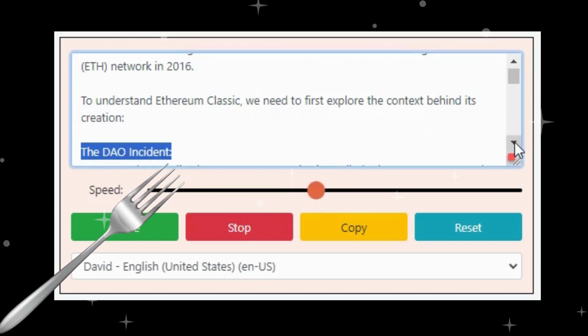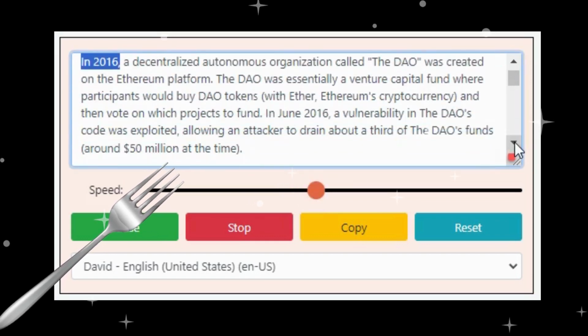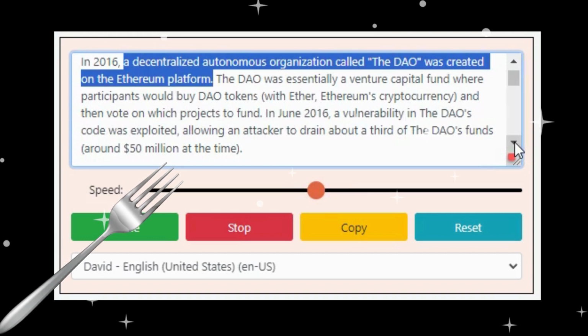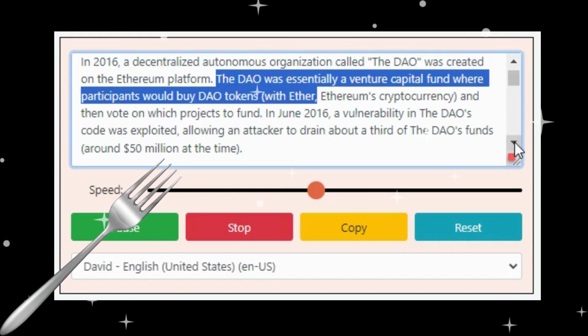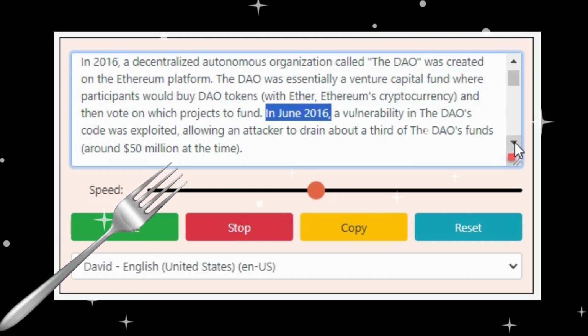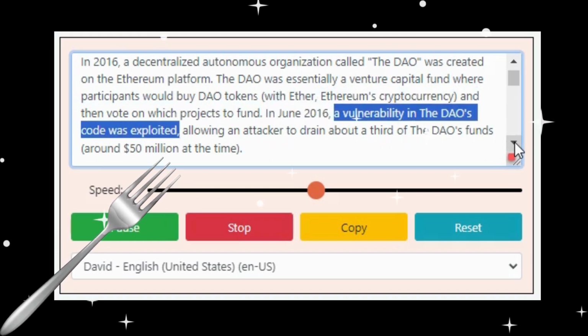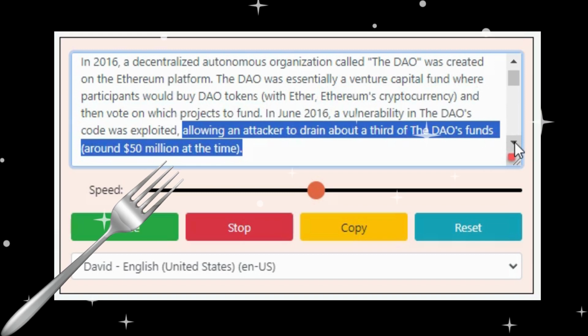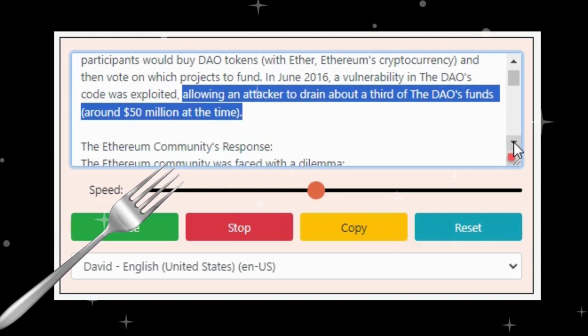The DAO Incident. In 2016, a decentralized autonomous organization called the DAO was created on the Ethereum platform. The DAO was essentially a venture capital fund where participants would buy DAO tokens with Ether, Ethereum's cryptocurrency, and then vote on which projects to fund. In June 2016, a vulnerability in the DAO's code was exploited, allowing an attacker to drain about a third of the DAO's funds, around $50 million at the time.